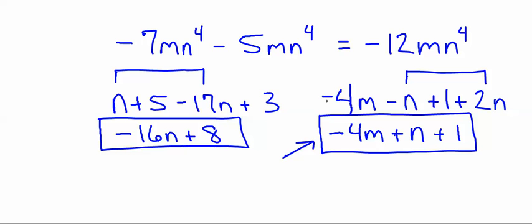Nothing to combine with the negative 4m, was there? Okay. What's this? Negative 1n plus 2n. Negative 1 plus 2 is positive 1, but we don't write it. It's implied. There's nothing to combine with the positive 1, is there? So we just drop it down.